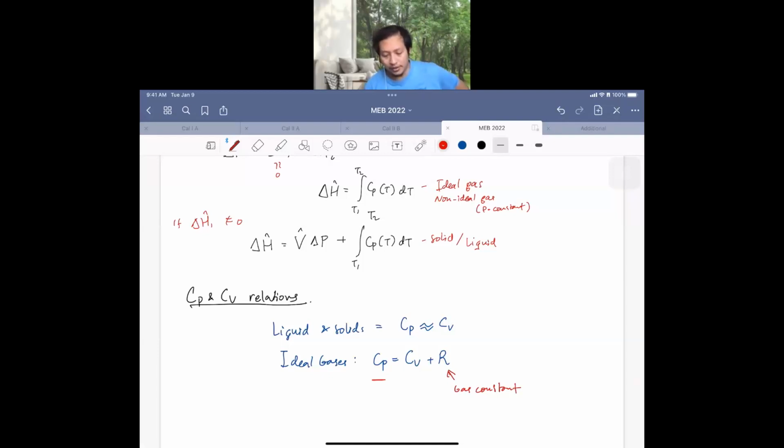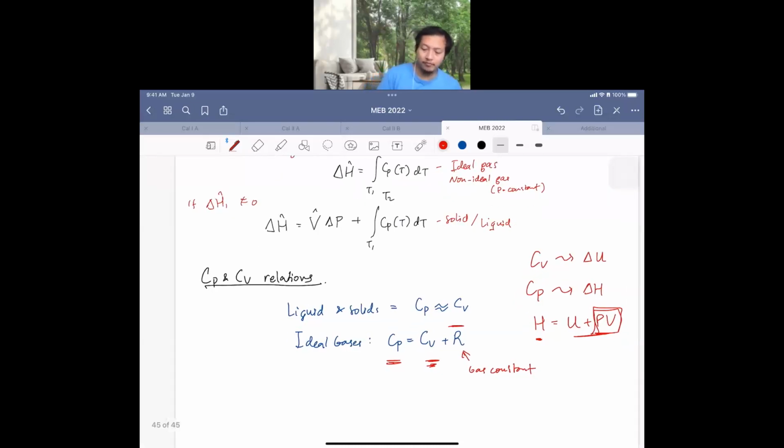Why is this true? If you remember, Cv is related to delta U, and Cp is related to delta H. Without proving anything, you can see that because H is U plus PV, the value for enthalpy will be higher because of the additional P and V. So that's why we can say that it should be added with some constant value, which in this case is our gas constant. I hope that is very clear.